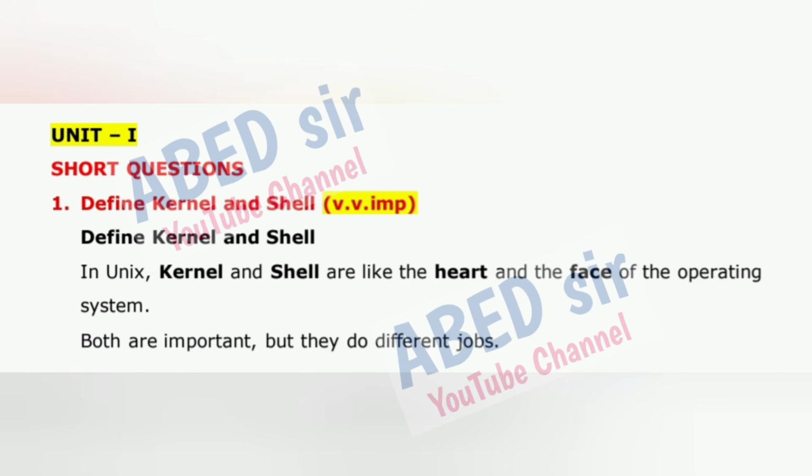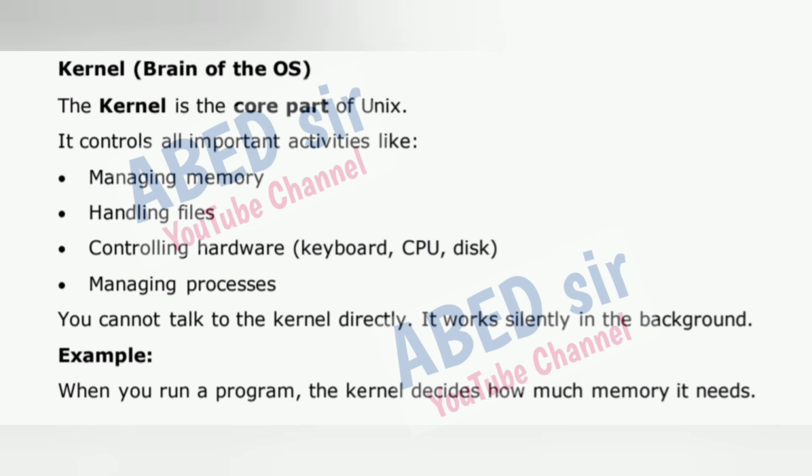In Unix, kernel and shell are like the heart and the face of the operating system. Both are important, but they do different jobs. Kernel, brain of the OS. The kernel is the core part of Unix. It controls all important activities like managing memory, handling files, controlling hardware, keyboard, CPU, disk, managing processes. You cannot talk to the kernel directly. It works silently in the background. Example: when you run a program, the kernel decides how much memory it needs.